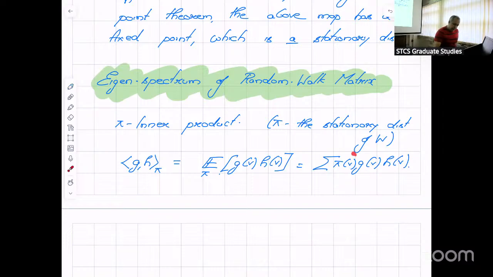So it's the usual dot product except for this pi(V) term over here. And it should be clear why we should have the pi(V). We have the stationary distribution. The stationary distribution tells why some vertices are heavy. We will weigh the vertices accordingly. And so this is the inner product. This is the most natural inner product to use on the functions. So whenever I'm talking about this inner product, I will subscript it with pi.